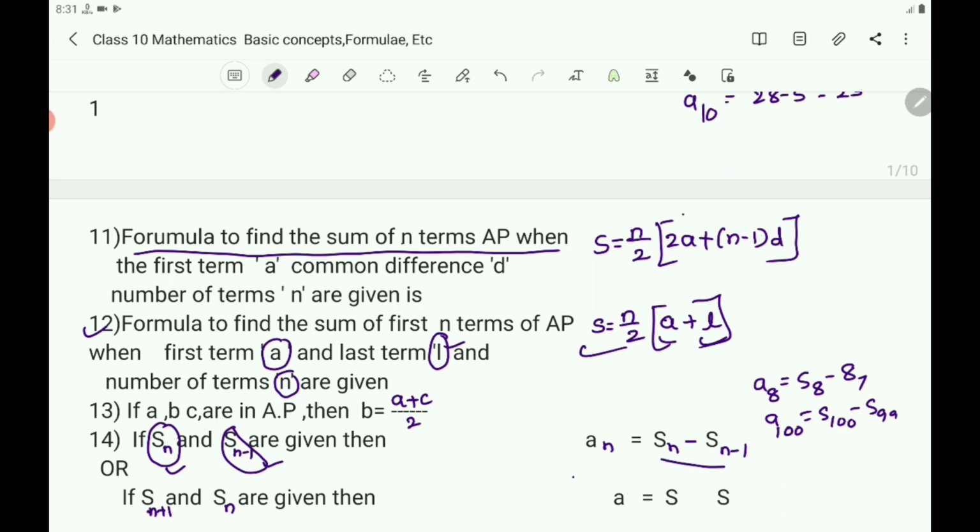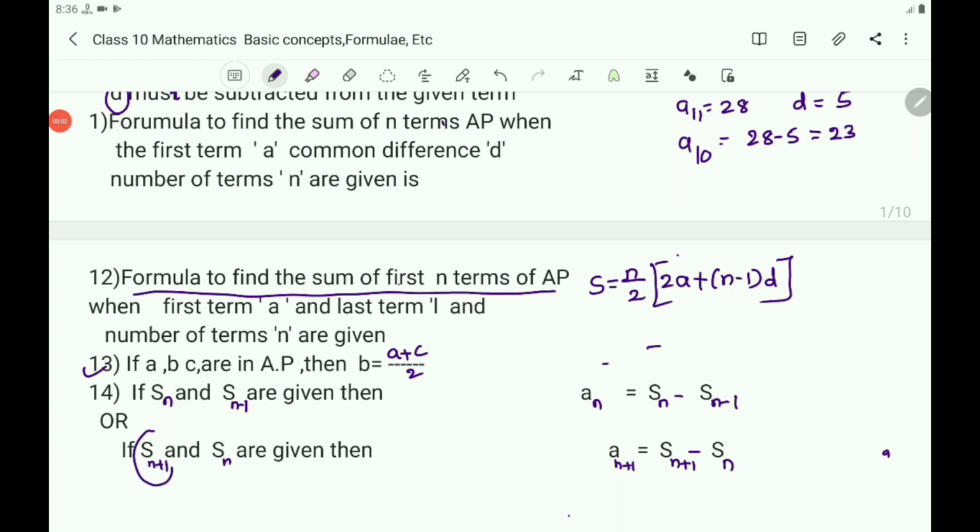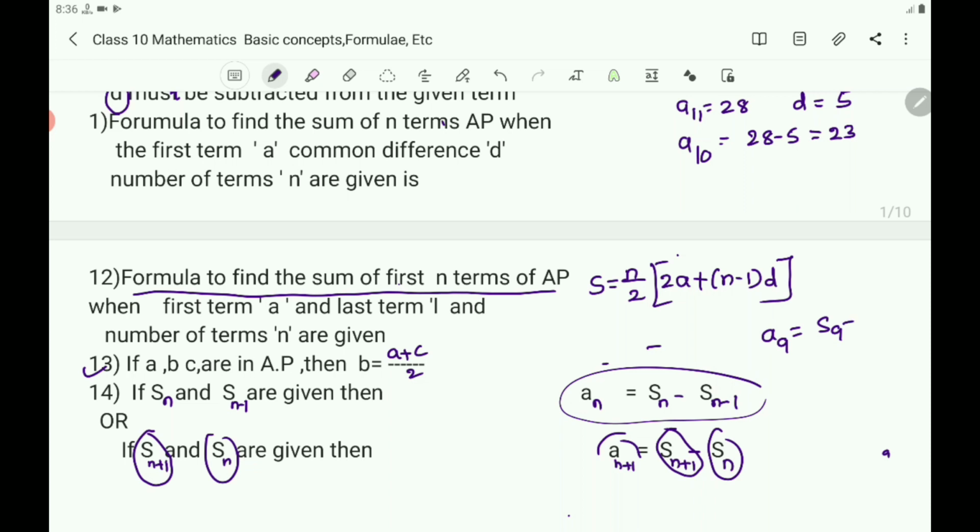Here An equals Sn minus Sn minus 1. Similarly, if Sn plus 1 and Sn are given, then An plus 1 is equal to Sn plus 1 minus Sn. It is the same relation. So for example, A9 equals S9 minus S8. If you take it in terms of n, that becomes A8 plus 1 equals S8 plus 1 minus S8.